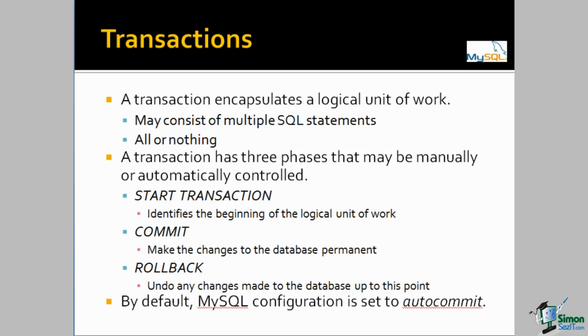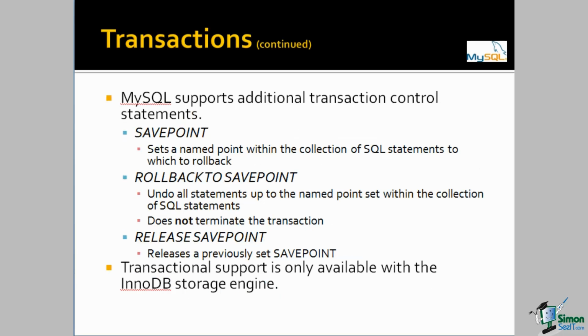Now, in MySQL, the default is implicit transactions, or auto commit, so that if we submit a batch of SQL statements, there will be an implicit start of the transaction and an implicit commit of the transaction embedded within those SQL statements. Within MySQL, we can also set save points. So at some point within the collection of SQL statements within a transaction, we can set a save point and say everything is fine up to this point.